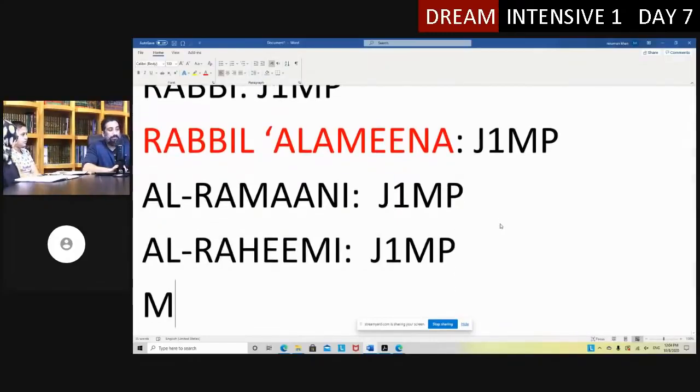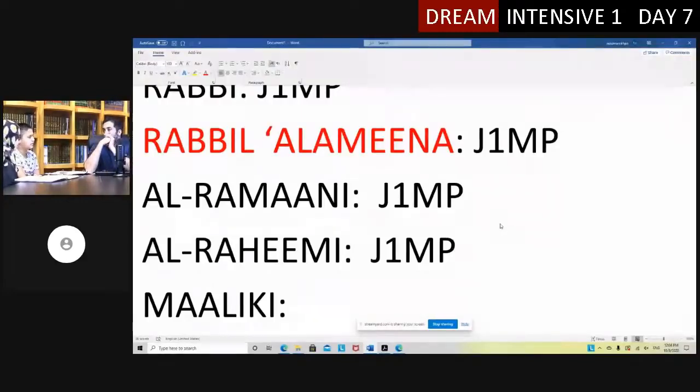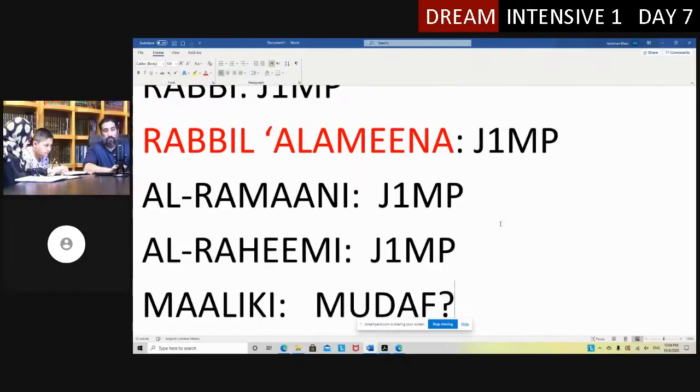Now the fun begins. Maliki. What's unusual about Maliki? Your ear should be trained to say something is off. Normally, a word should be heavy. But this is light. So this is a jar. And on top of being light, it's jar and it has no al, which means it might be a mudaf. I'm not going to write this yet, but I'm going to put a question mark. So you can write Maliki, but don't write mudaf yet.